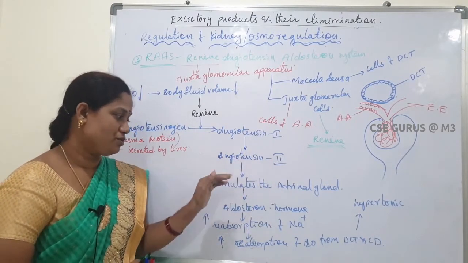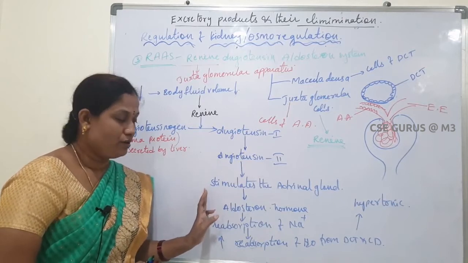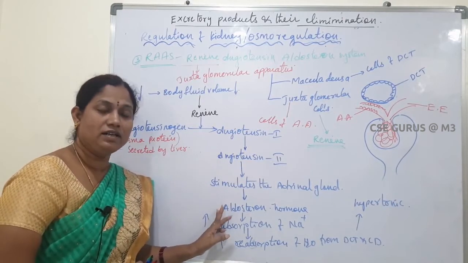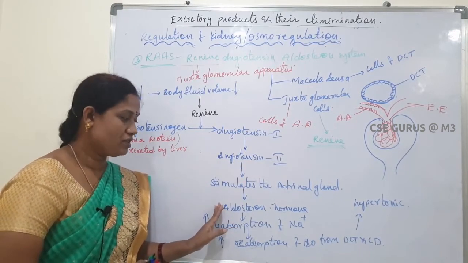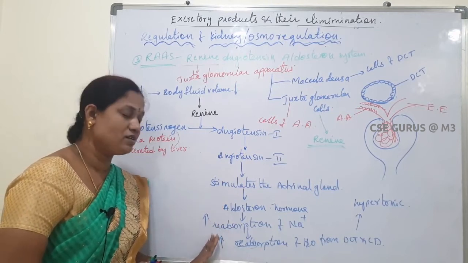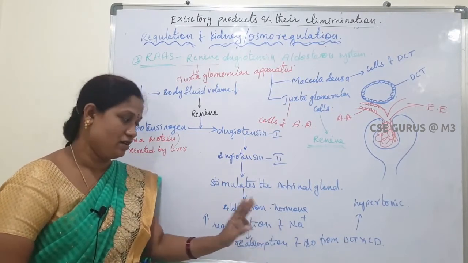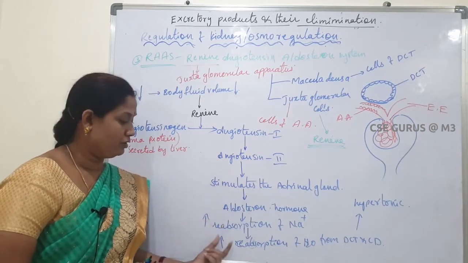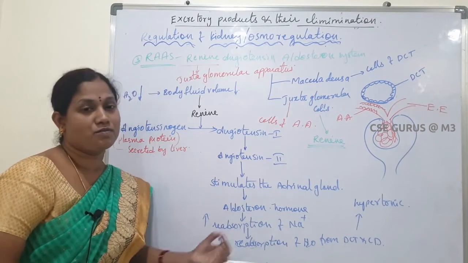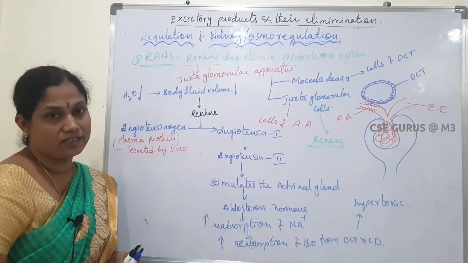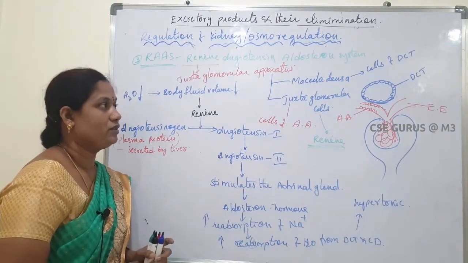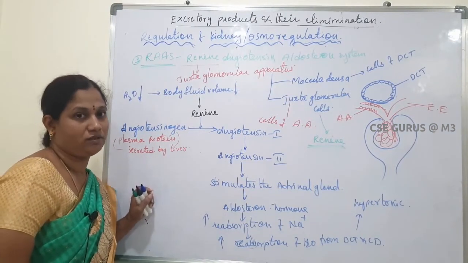This angiotensin 2 stimulates the adrenal gland. The adrenal gland secretes the aldosterone hormone. This aldosterone hormone stimulates the reabsorption of sodium ions from the renal tubule. Then it increases the reabsorption of water from the DCT and collecting duct. So this is the one situation.